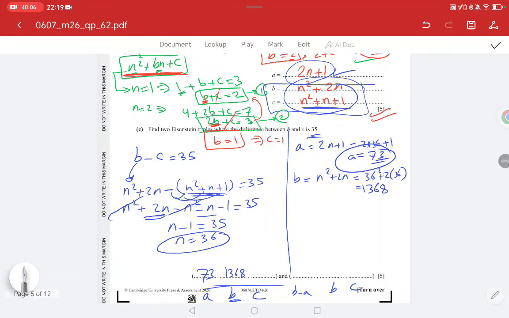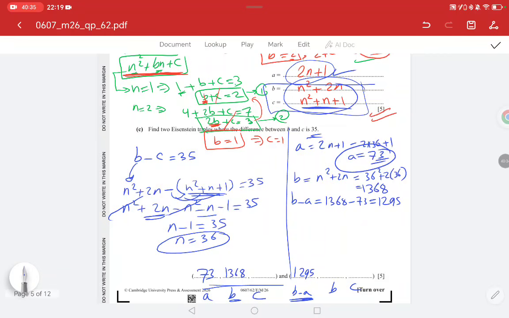So b is 1368. And if I want to find b minus a, that is this one minus 73. So 1368 minus 73. So 1295.